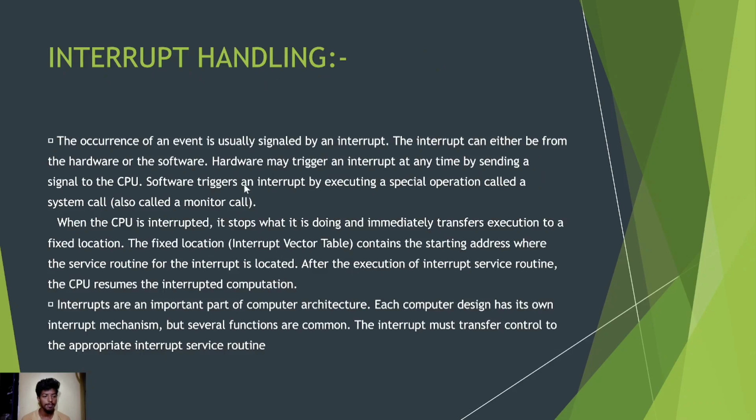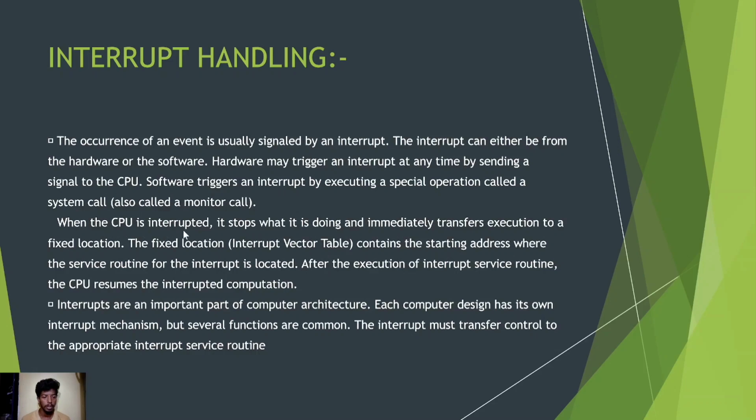Interrupt handling. The occurrence of an event is usually signaled by an interrupt. The interrupt can be in the form of hardware or software. Hardware may trigger an interrupt at any time by sending a signal to the CPU. Software triggers an interrupt by executing a special operation called a system call, also called a monitor call.